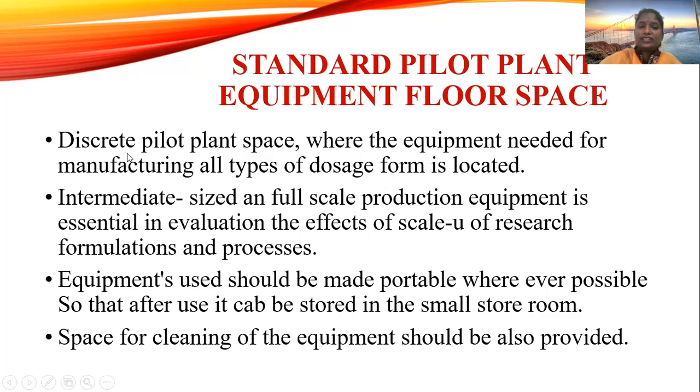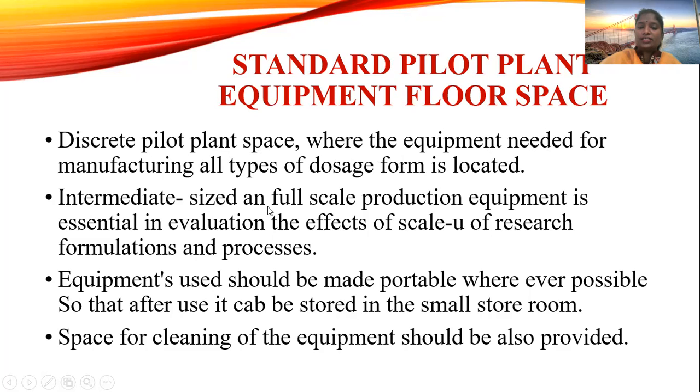Next one is standard pilot plant equipment floor space. Here, the discrete pilot plant scale, where the equipment needed for manufacturing all types of dosage forms is located. So whatever the equipment for the different dosage forms, the equipment should have some space. For all the dosage forms, for all the equipment we are using, some space should be required. So that should be located in a discrete pilot plant space.